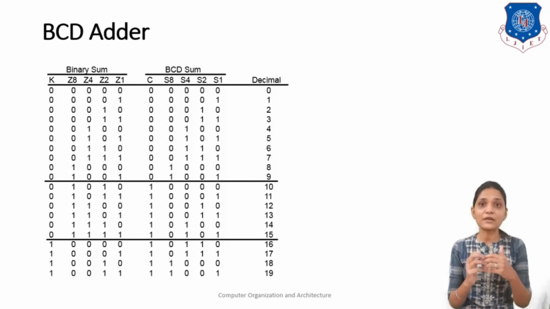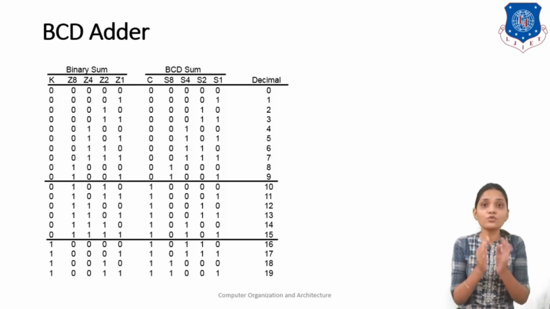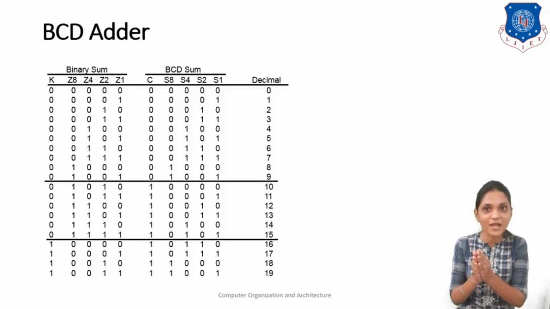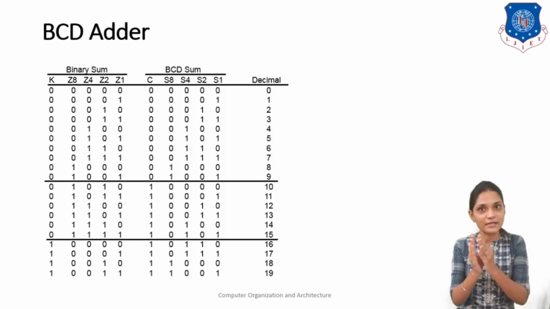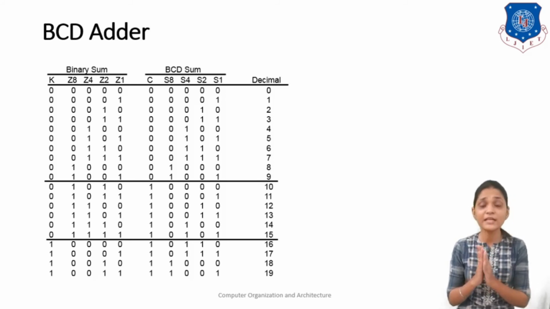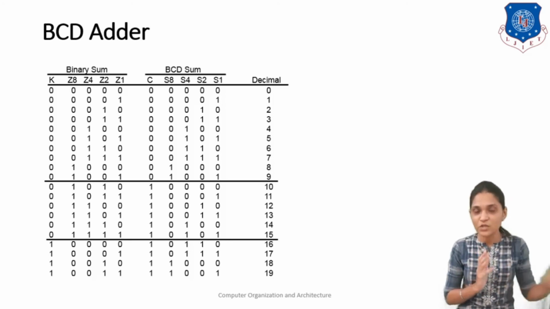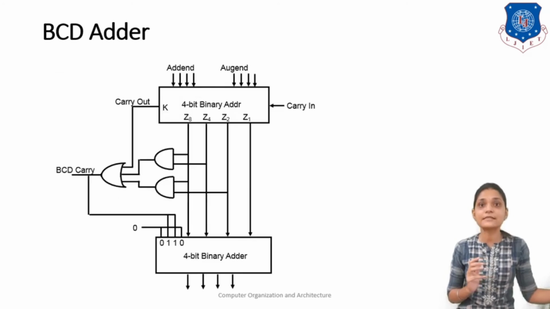We basically require some adder circuit, and after this adder we have to add 6 if it is in an invalid state. And for the invalid state we have to check the K flag, the AND of Z8 and Z4, and the AND of Z8 and Z2. If any one of these 3 things is 1, then you have to add 6 into it. So let me see how we can design its circuit.